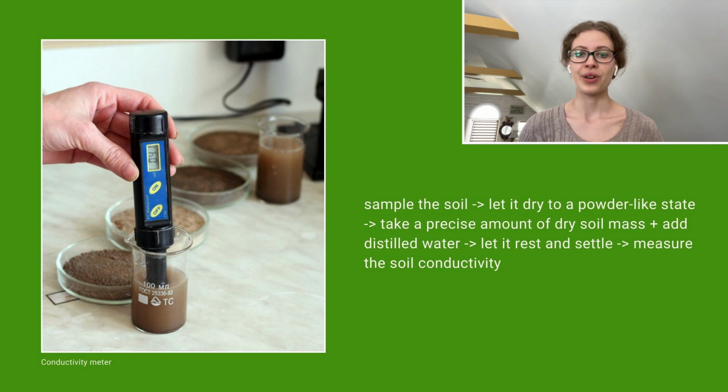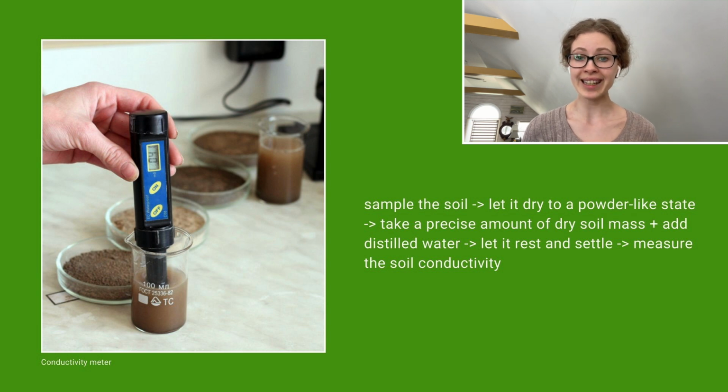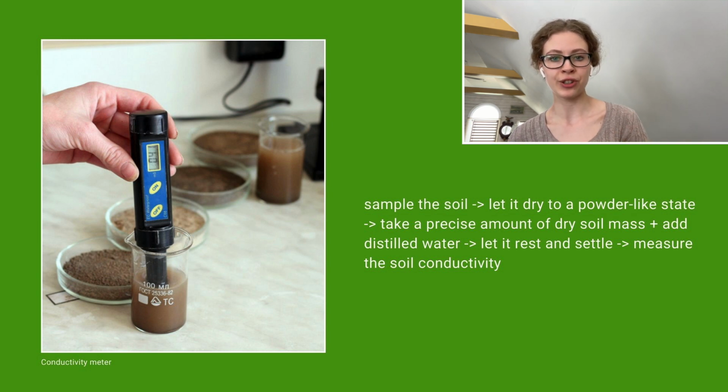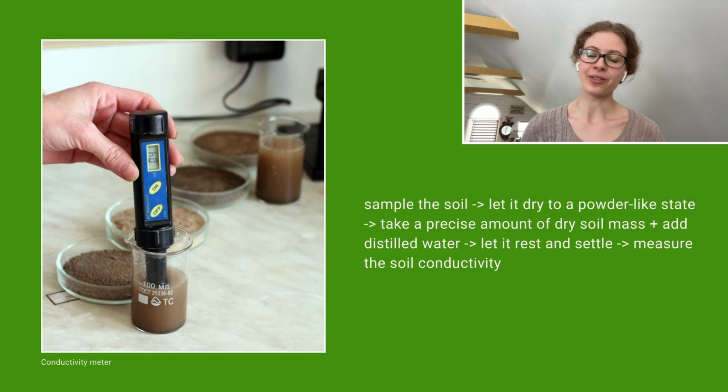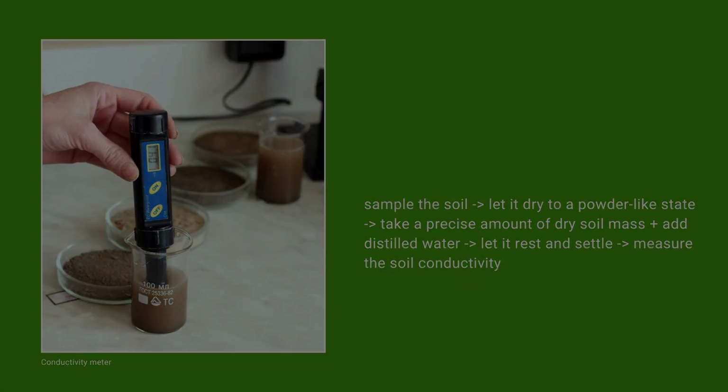First, you should sample the soil and let it dry to a very light, powder-like state. Then you should measure a precise amount of soil mass and add distilled water to it. Then let it rest and settle for a little bit. And only after that, you can start measuring the soil conductivity.